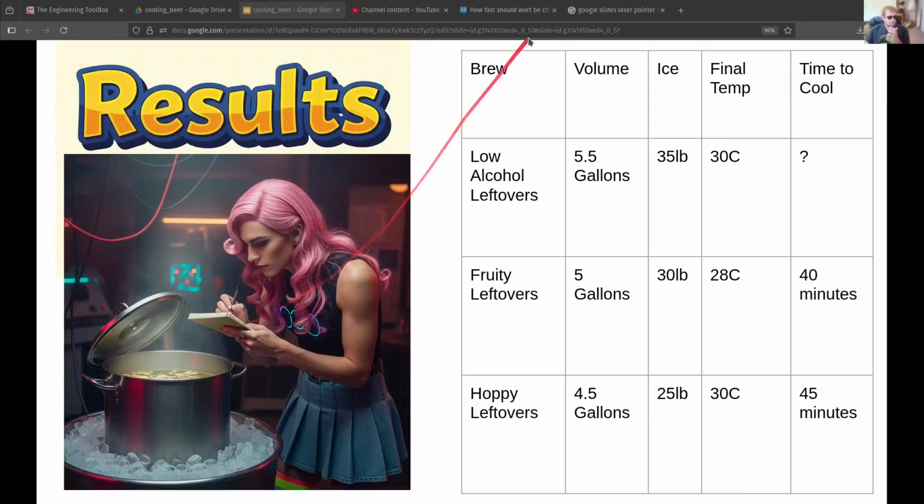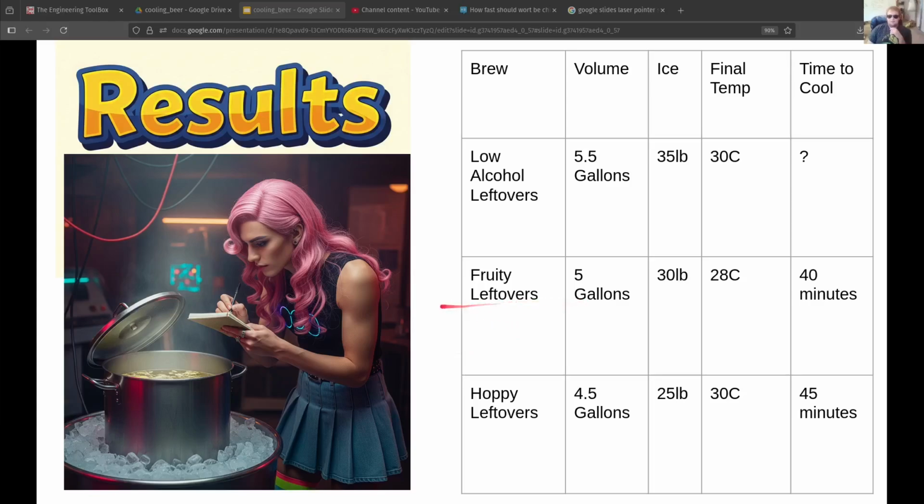Let's move on. So here we are at the results. I had to really minimize myself here so you can see all the stuff. But anyway, we have the low alcohol leftovers, which was 5.5 gallons, 35 pounds of ice was taken, and it went to 30 degrees Celsius. Time to cool, I don't seem to have recorded it, so I apologize for that.